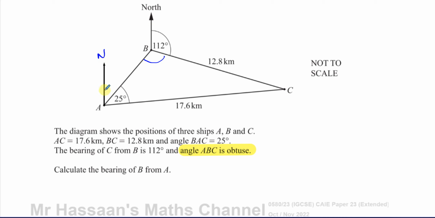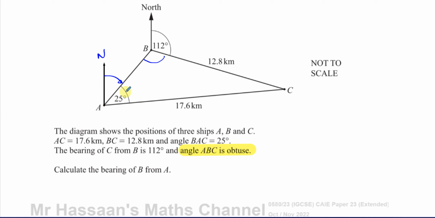So I'm going to draw this line. The bearing of B from A would be the angle over here, from the north line, going clockwise, the same way that the clock turns, until you are facing B. So you're at A, you face north, you turn clockwise until you're facing B. The angle you've turned through is the bearing of B from A.